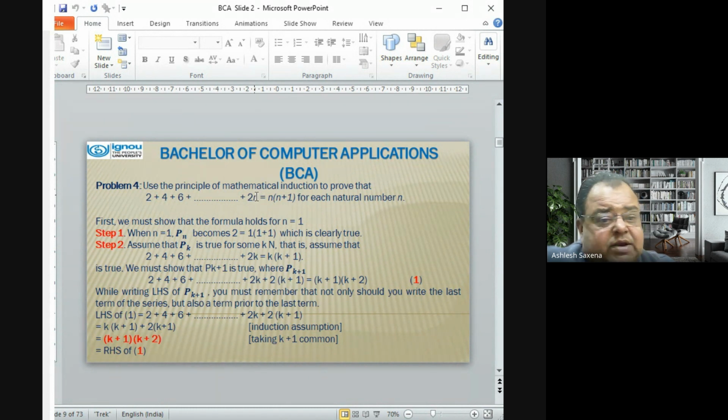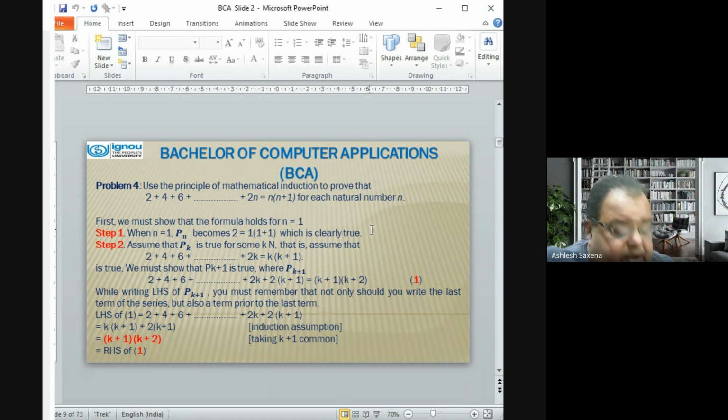So you will get 2 into 1 is 2. This 2 comes over here, and on this part you have to replace n by 1. 1 into 1 plus 1 is 2. That means 2 is on the left side and 2 is on the right side. That is true. Step number 1 completed.